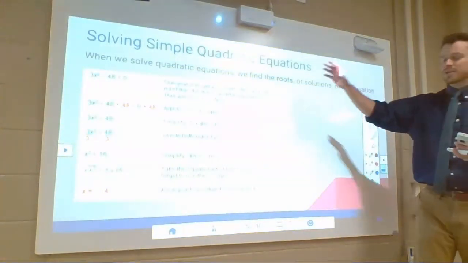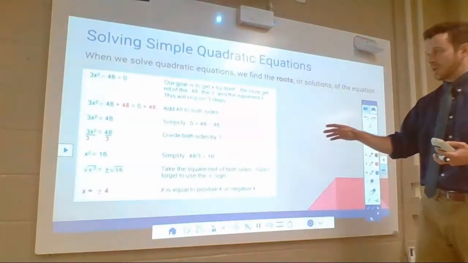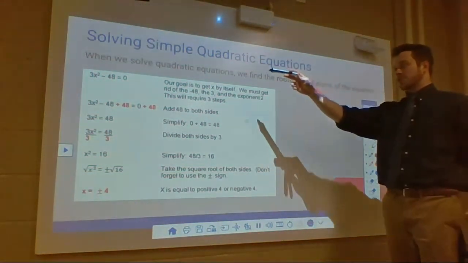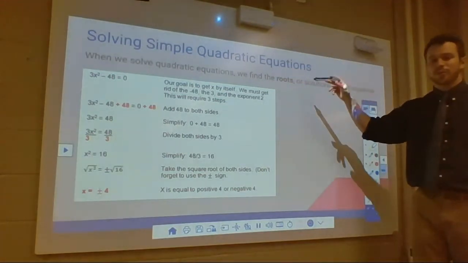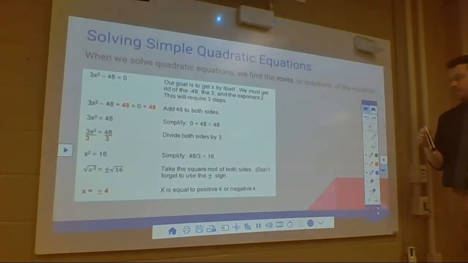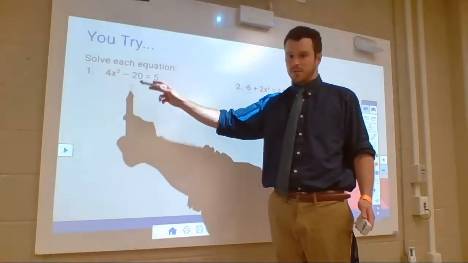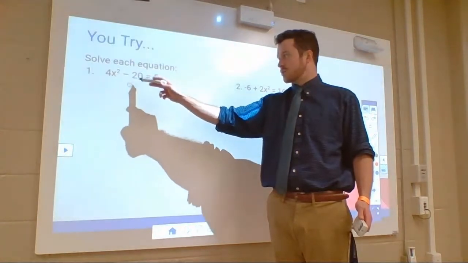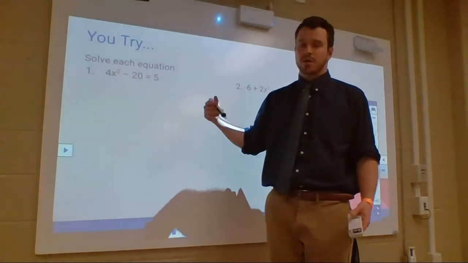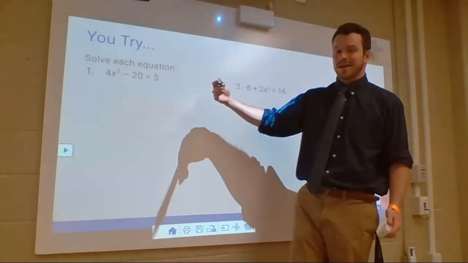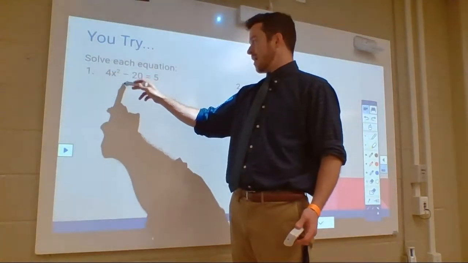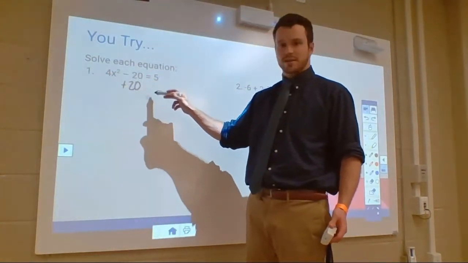So here's an example that you'll find on your Google Classroom slides of how to solve simple quadratic equations. When we solve quadratic equations, we find the roots, or what we call the solutions of the equation. So here we're trying to solve the equation 4x squared minus 20 equals 5. Our goal is ultimately to isolate x like we solve any equation. So first I'm going to add 20 to both sides of the equation.